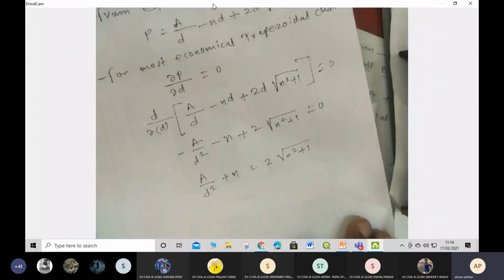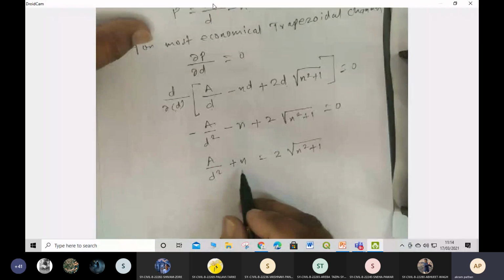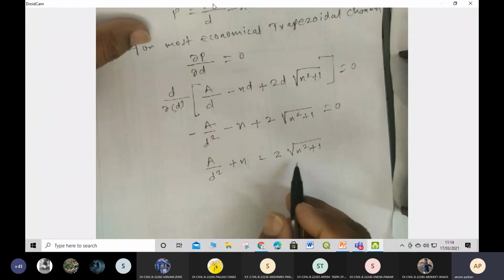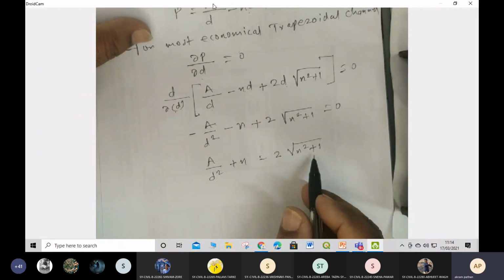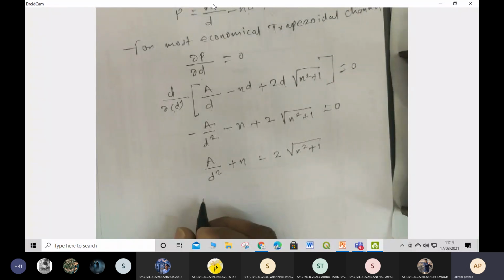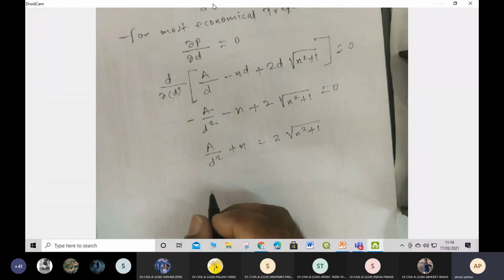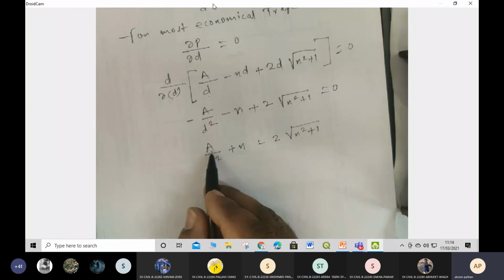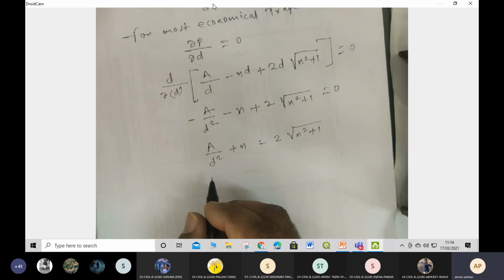So A by D plus n is equal to 2 under root n square plus 1. Okay, so my voice is audible? Yes, sir. Okay. So substitute the value of this A.